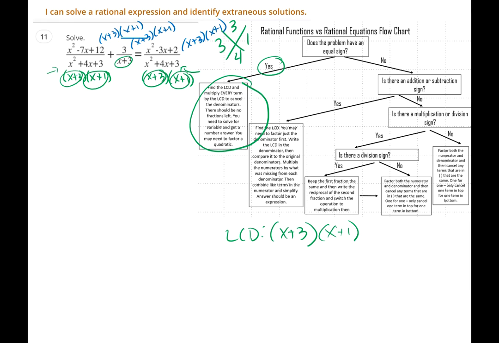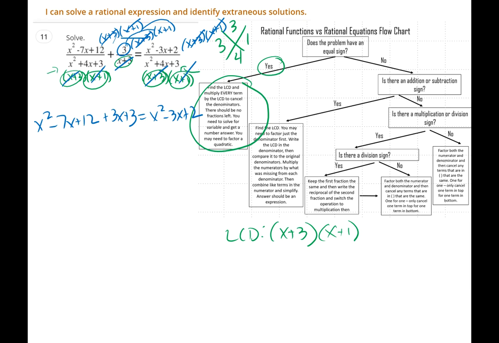All right, in this first term, both terms cancel, so I just get to write down x squared minus 7x plus 12. In the second term, only the x plus 3 cancels, which means I need to distribute the 3. So plus 3x plus 3. In this one here, the x plus 3's and the x plus 1's cancel, so I'm just writing what's left. x squared minus 3x plus 2.